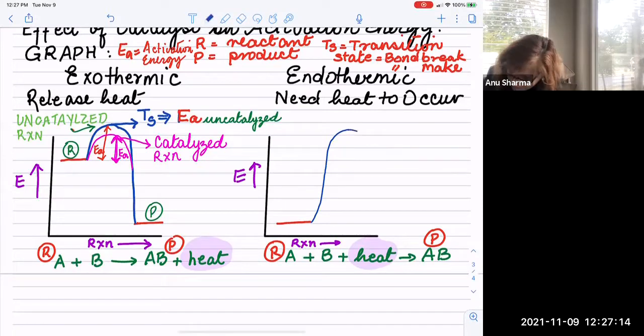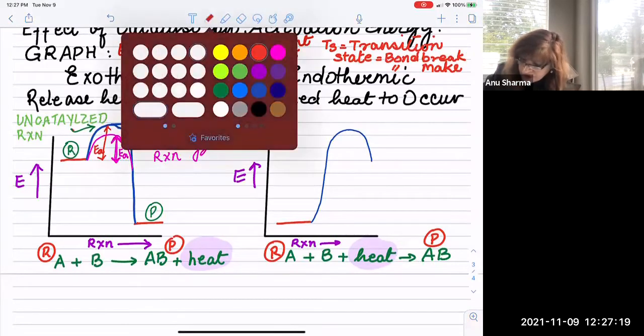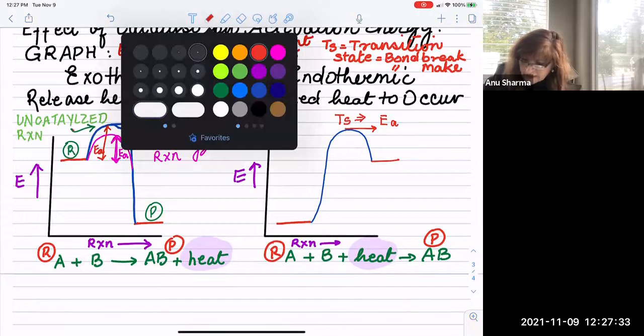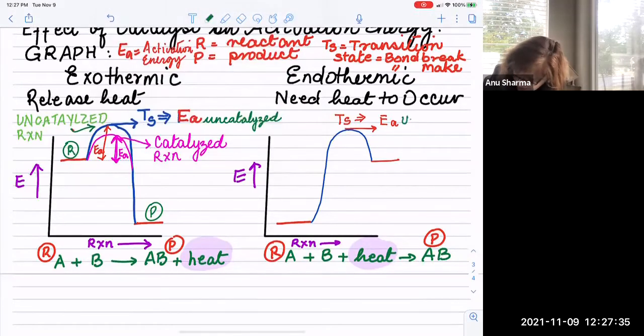And so here, the new bonds form and the old bonds break. So this piece right here is the energy of activation. And this is obviously the transition state. And that is the energy of activation for an uncatalyzed reaction.